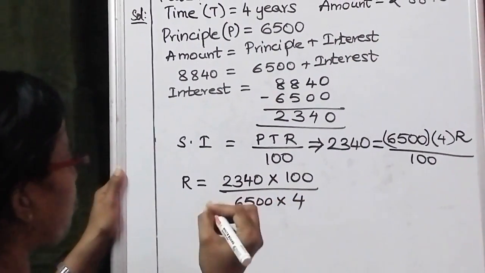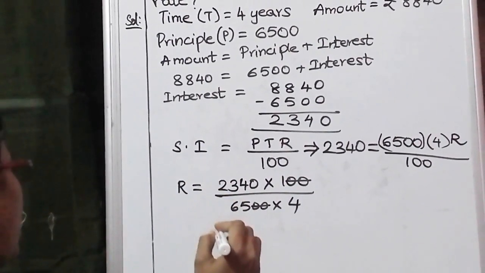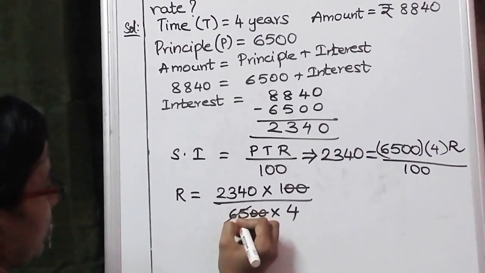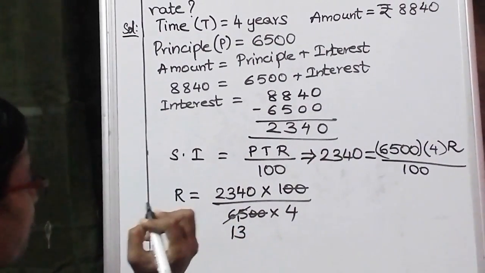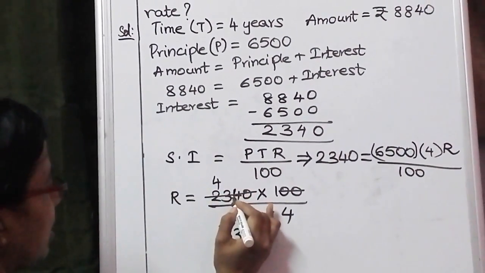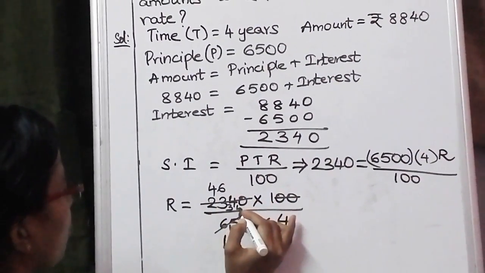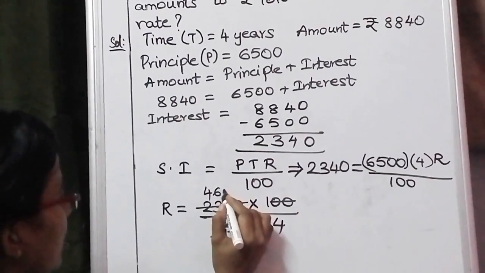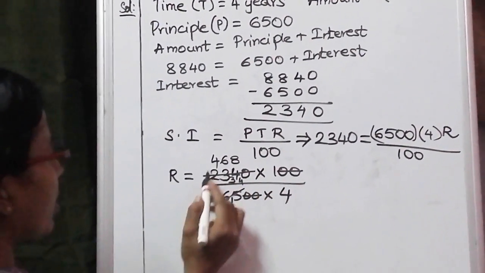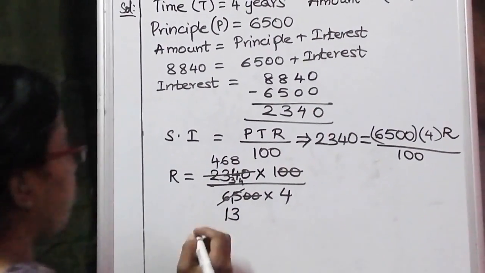6500 into 4. So let's cancel. 2 zeros and 2 zeros get cancelled. Now 5 table let us cancel. 5 ones are 5. So 15. 5 threes are 15. Now cancel this in 5 table. 5 fours are 20. 3 is the remainder. 34. 5 sixes are 30. 4 is the remainder. 5 eights are 40. So here you got it as 468 divided by 13 into 4.